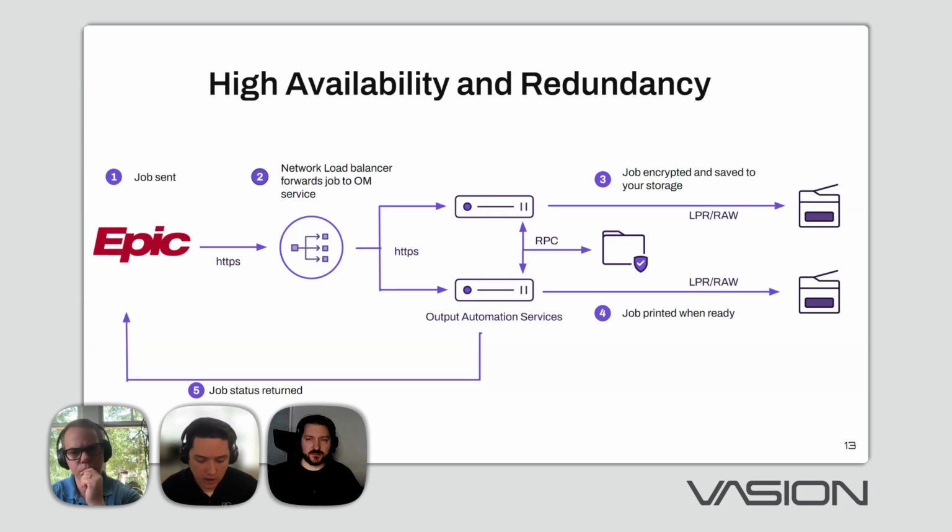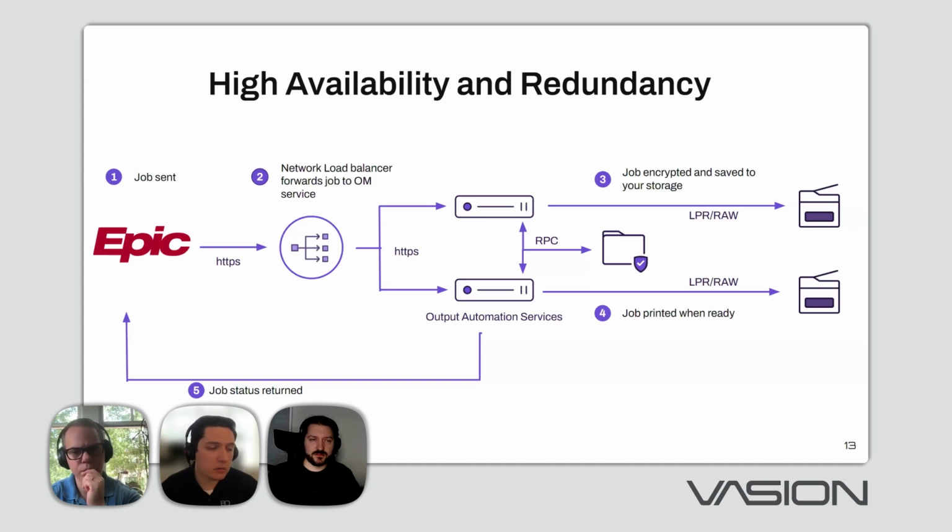So in scenarios where that's needed, multiple output management service clients can be run together in order to manage jobs and load balance them. But also, if one goes down, the other one can pick them up and complete the job so that printing is always going.